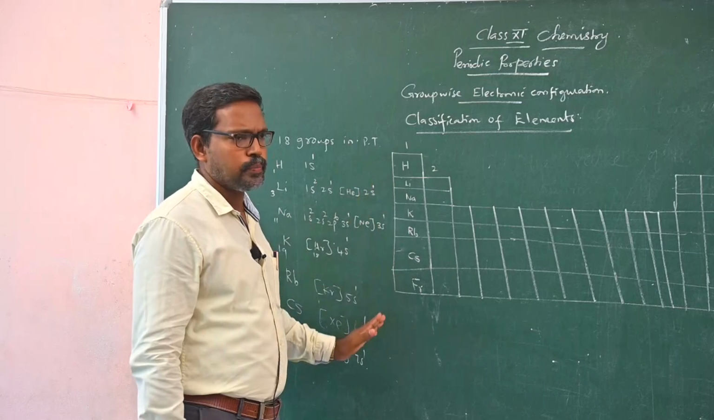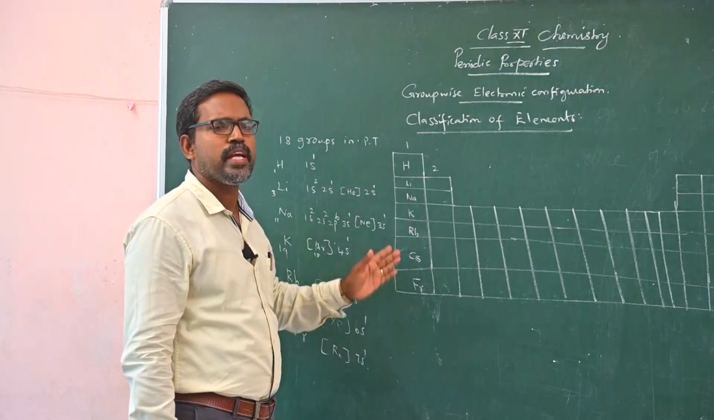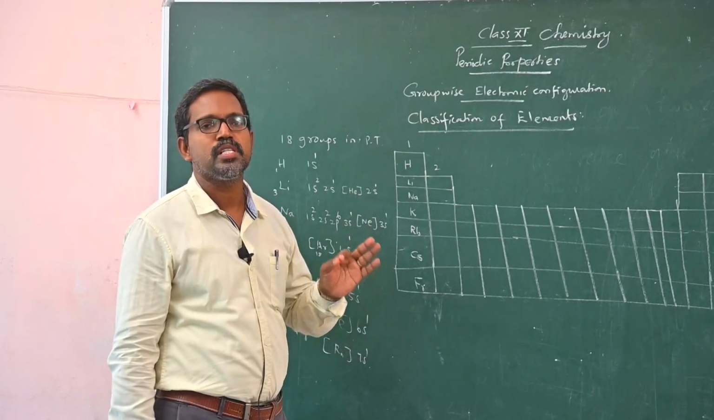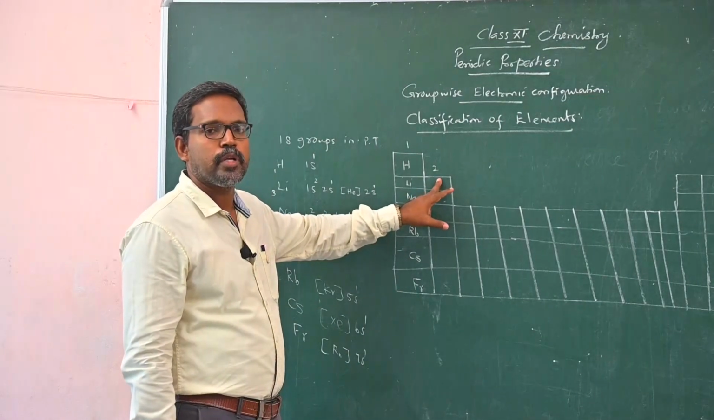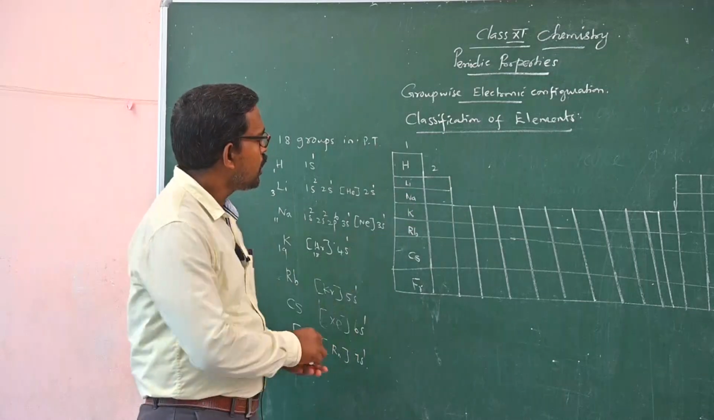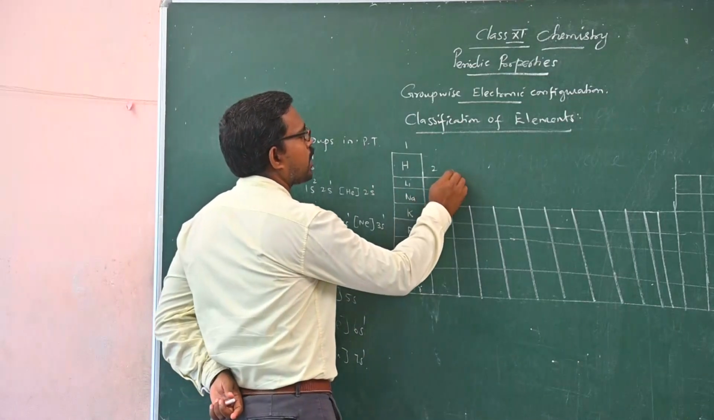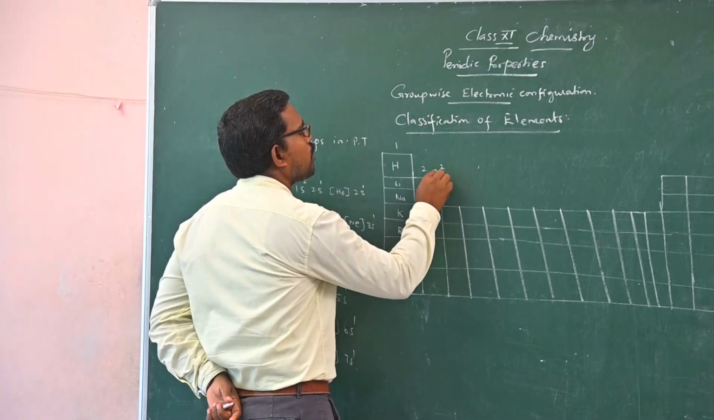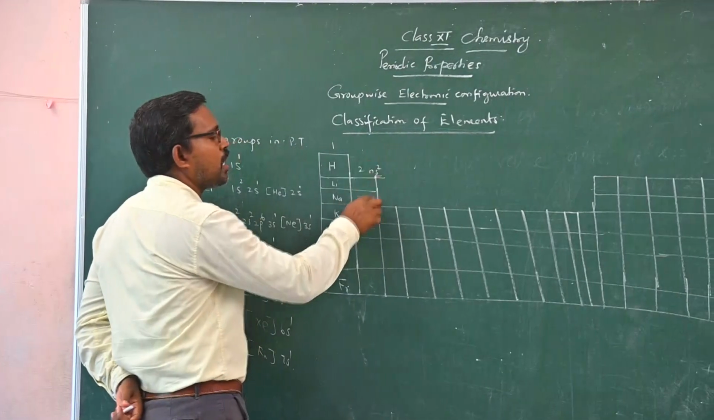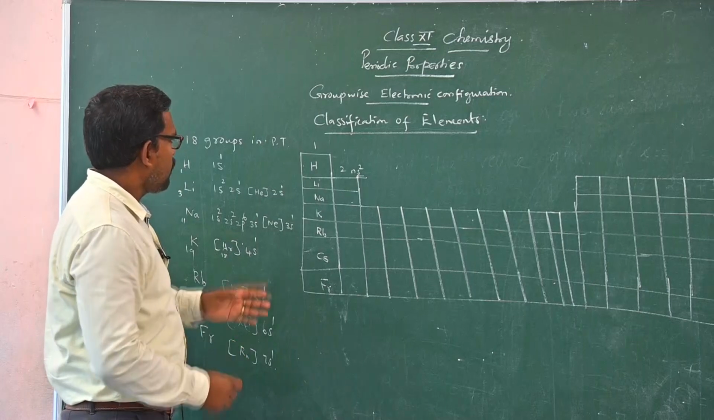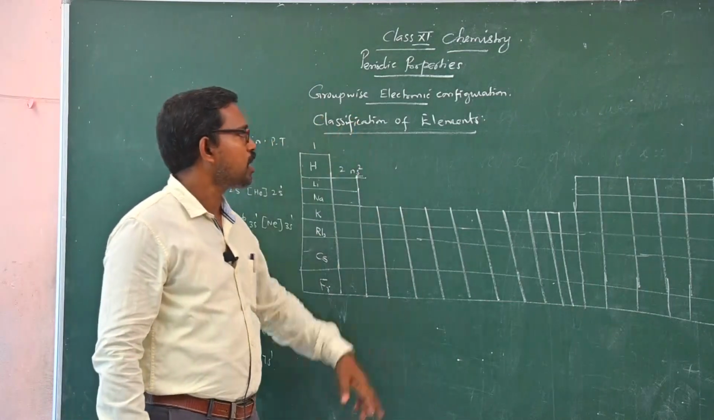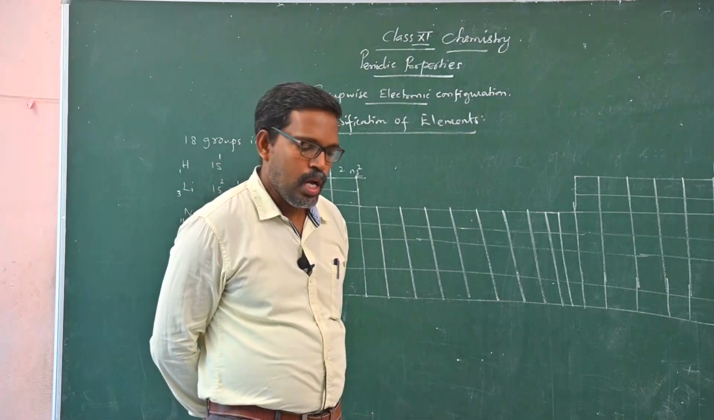In any group, a similar variation occurs. Suppose we are writing the electronic configuration of group 2 elements. These elements have ns2 outer electronic configuration; all the elements have ns2 configuration. So this is all about the group-wise electronic configuration of elements.